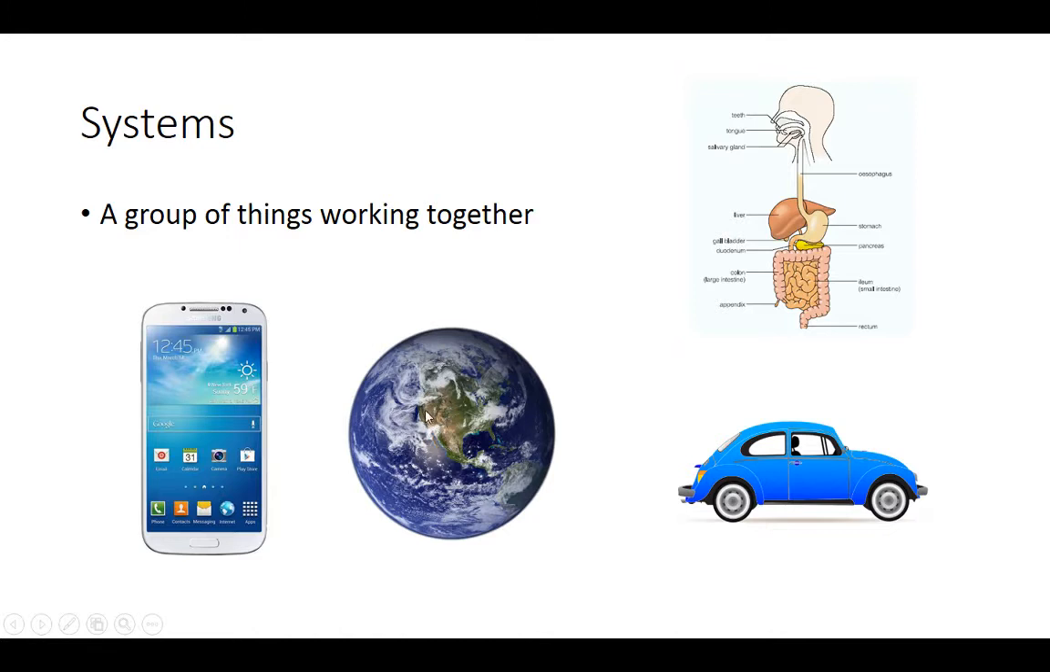The Earth is a system. There's lots of different parts of the Earth that work together. We're going to learn about the hydrosphere and the geosphere and the atmosphere, and how those things work together to form one big system that is the Earth. And then other examples would be like a car. That's a system of different parts. You've got the engine, the transmission, the wheels. The human body is a system. There's the digestive system, nervous system. All those things work together to form one thing.